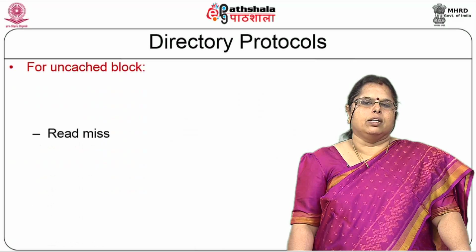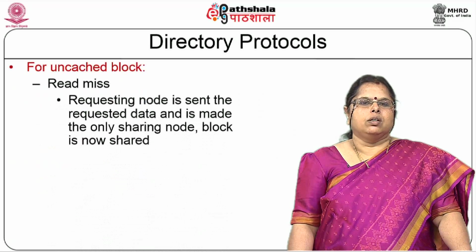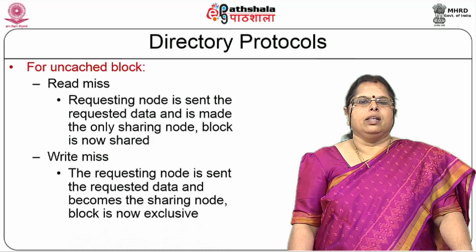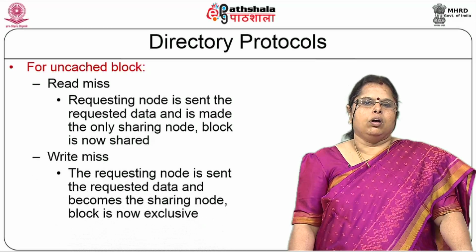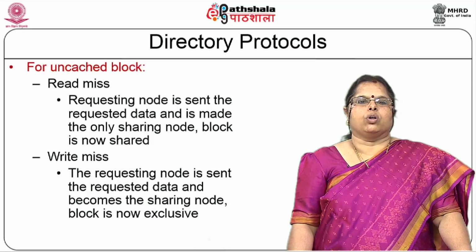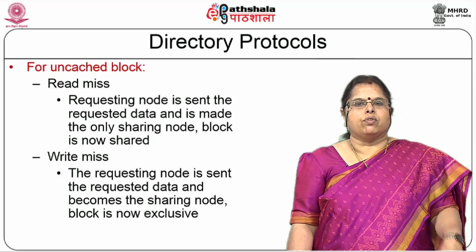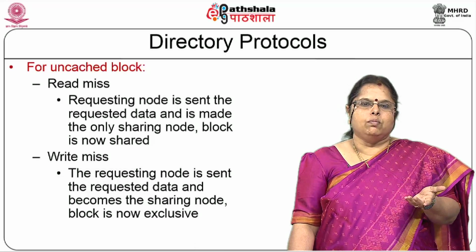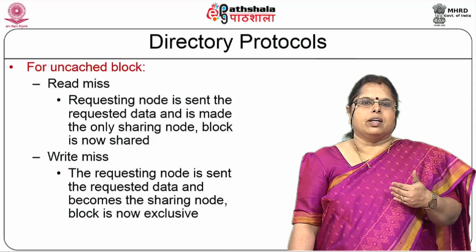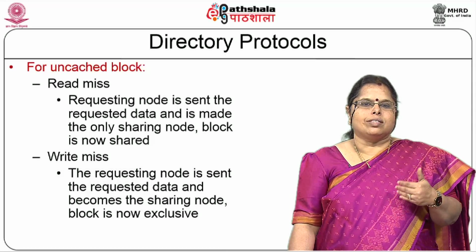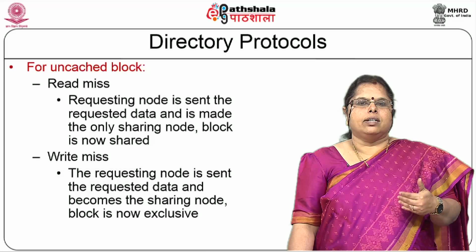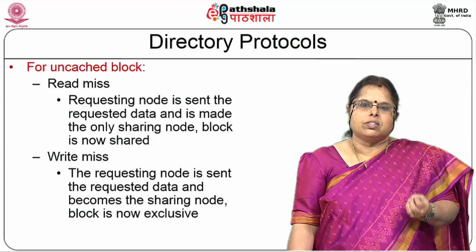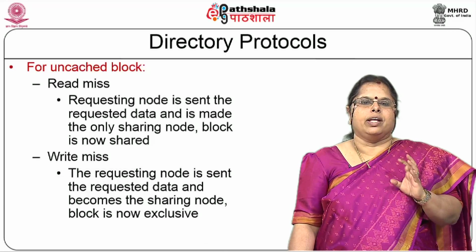So, if you look at the directory based protocols from whatever discussions we had, to summarize them again, for an uncached block you might have only a read miss or a write miss, because the block is after all uncached. So, it cannot be a hit. So, it can only be a read miss or a write miss. If it is a read miss, the requesting node is sent the requested data and it is made the only sharing node, and the block is now shared. So, this is the first cache controller to share that block, read that block.